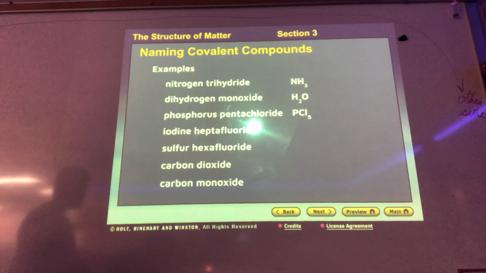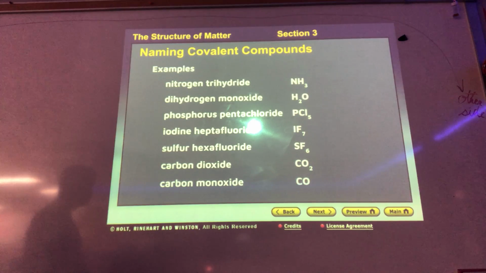What's hepta? Seven. I have 7. Okay, I'm moving on. Sulfur hexafluoride, that was on the last one. SF6. Hexa means 6, right? Good. Carbon dioxide. CO2. Carbon monoxide. CO. Do we understand? Yes. Do we have questions?